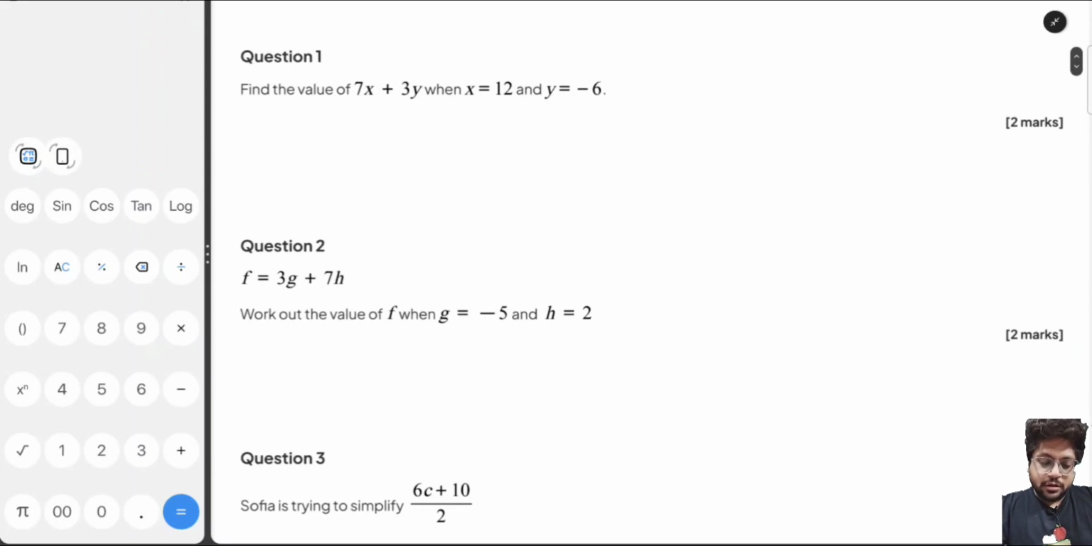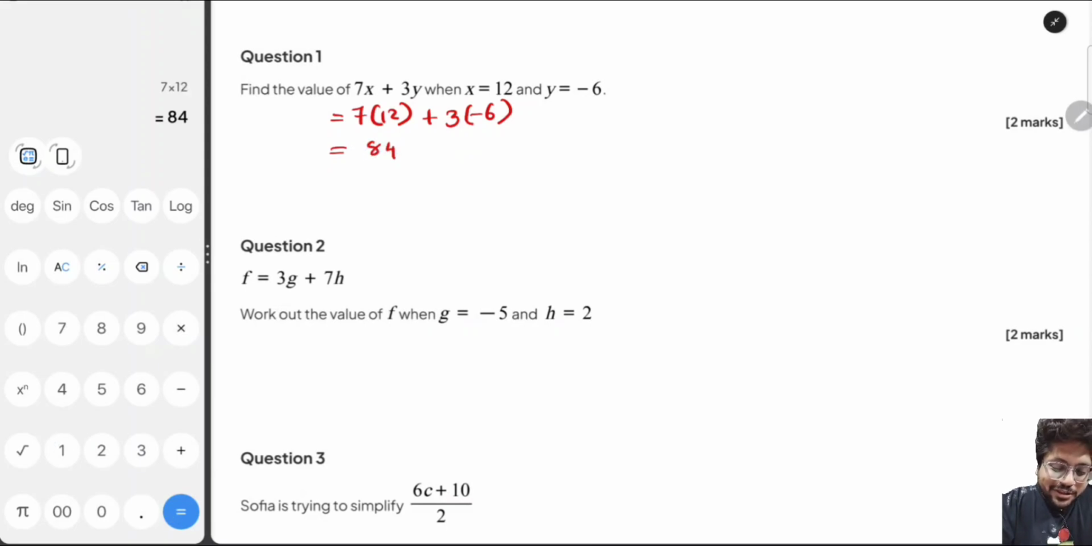First one, here find the value of 7x plus 3y when x is equal to 12 and y is equal to minus 6. So they have already given you the value of x and y. We just replace these values of x and y in this expression and get the value, final answer. So 7x means 7 times 12 plus 3 times minus 6. 7 times 12 I am doing on the calculator because why not? It's paper 4 kind of questions, calculator is already allowed. And 6 into minus 6 into 3, that is minus 18. So 84 minus 18.